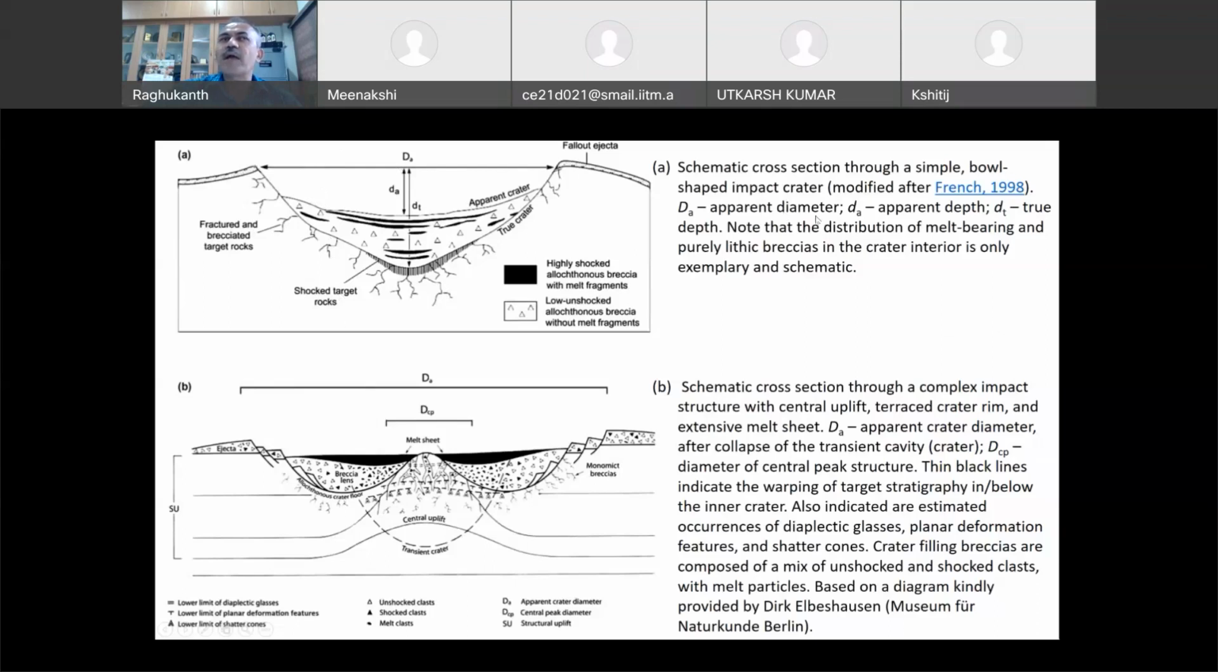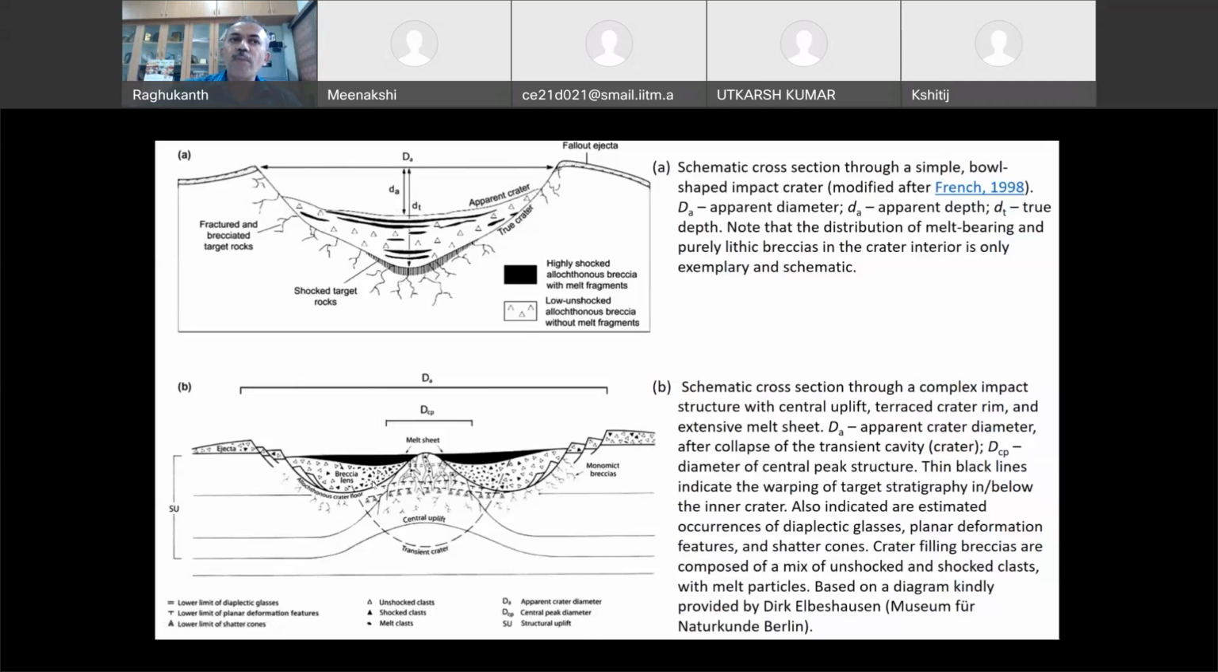D_A means the apparent diameter of the crater, and then d_a is the apparent depth. So from here to here, we call this the apparent depth, and then D_T, that's the true depth, from here to here. What happens is the projectile has come up to this place. I will show you that animation also. Then slowly, after some point of time, the materials which go away, due to gravity, the crater collapses, and this material gets deposited inside the crater. So D_T, the true depth, from here to here, is the melted segment we have. So these are the words we use to describe craters.